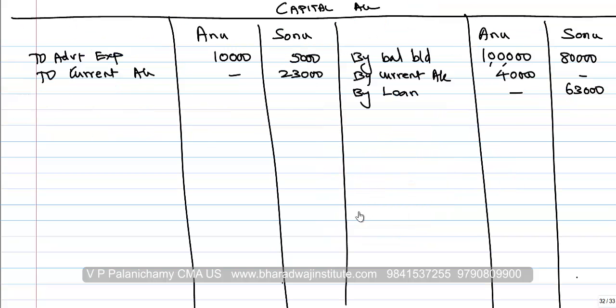So, to preference shares in Unlimited, Sonu will take over for how much? 63,000. Balance 9,000 is taken over by what? Anu. Clear? Capital account debit to preference shares in Unlimited. 9,000, 63,000. Then, what about equity shares?